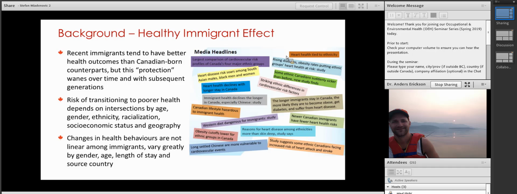When you start doing a literature search into immigration in Canada, you come across a term called the healthy immigrant effect. What this means is that immigrants to Canada typically live longer than their native-born or Canadian-born counterparts. This has been shown in a lot of research. It's a fairly robust finding.